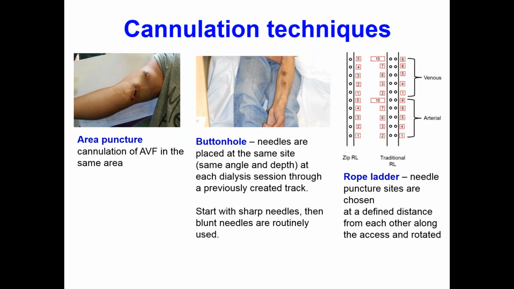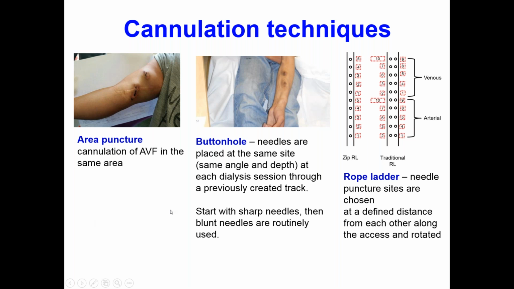Now, in a small pediatric fistula, where the whole length of the fistula may actually be 4 centimeters, you're unlikely to be able to successfully rope ladder. And what then ends up happening is, instead of doing what you hope to do, you end up doing area puncture. So we need to be very careful about the technique selected and ideally go with buttonhole where possible.